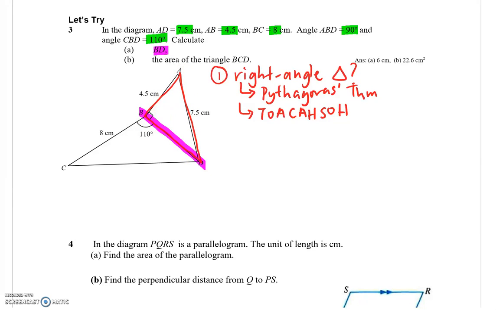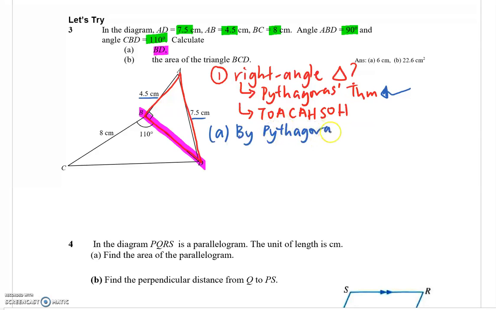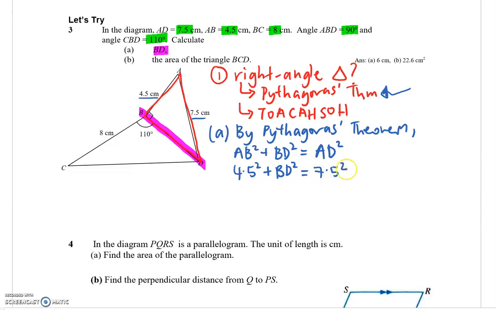Alright, so let's look at triangle ABD. We want to find BD. We have this length and this length, so we want to find the last length. We're going to use Pythagoras theorem. Alright, so by Pythagoras theorem, you have AB squared plus BD squared equals to, the hypotenuse is AD squared. So let's write that down. AB is 4.5 squared plus BD squared equals to 7.5 squared.